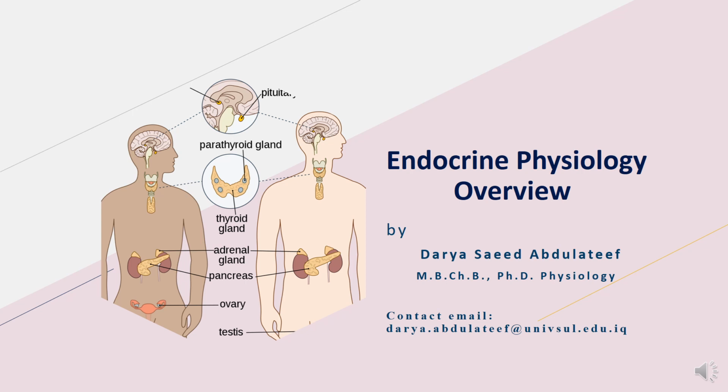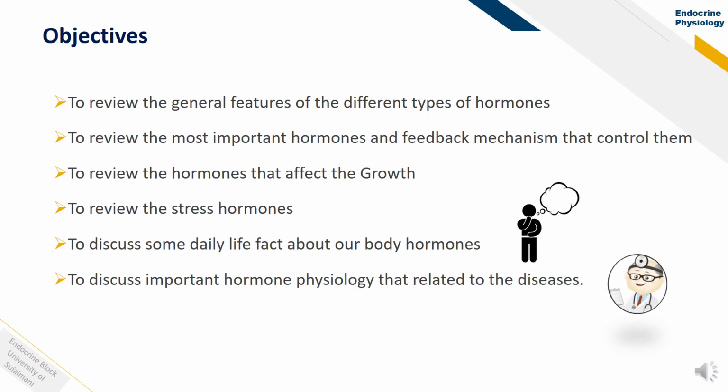Of course, our lecture is very short for discussing the whole of endocrine physiology or even for reviewing it, but we will discuss the most important points about hormones. The objective of this lecture is to review the general features of the different types of hormones, to review the most important hormones and their feedback mechanisms, to review the hormones that affect growth, to review the stress hormones, and some daily facts about our body hormones, and to discuss important hormone physiology related to diseases.